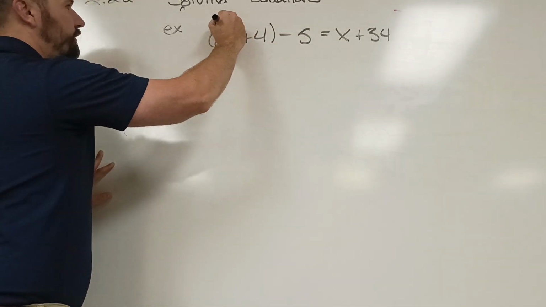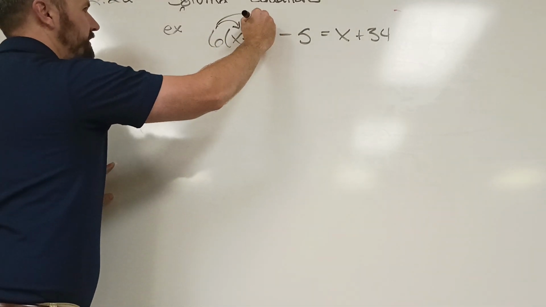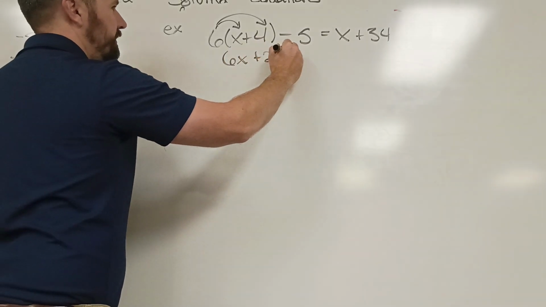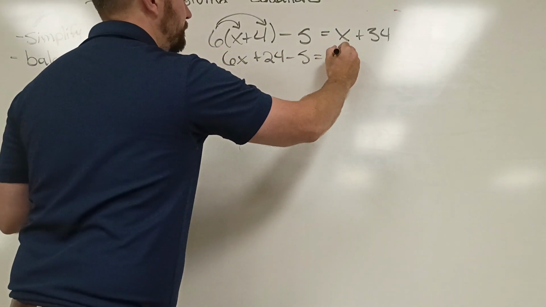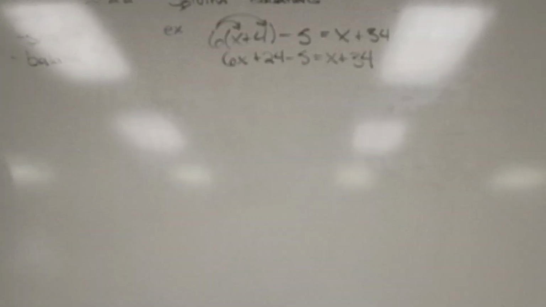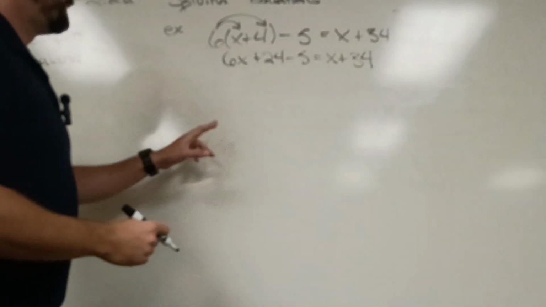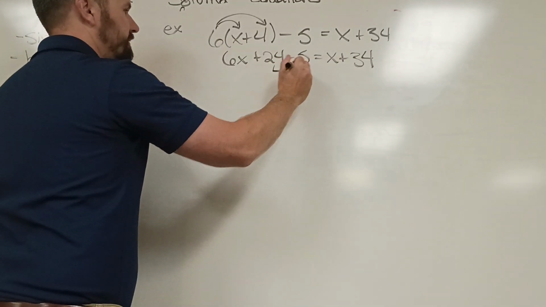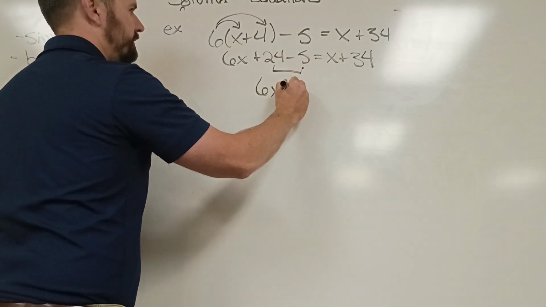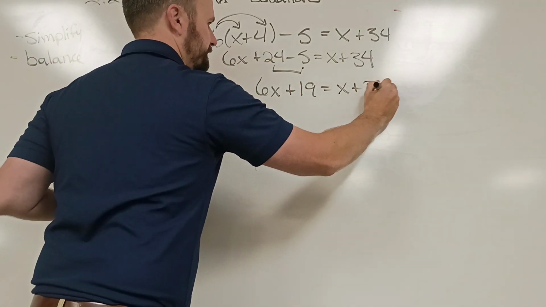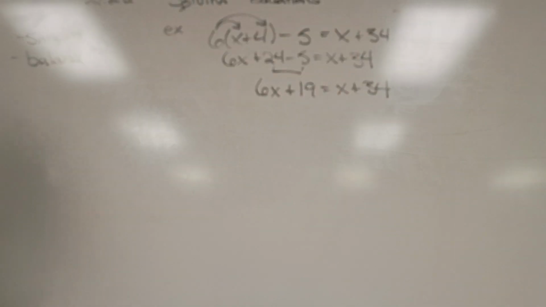So to simplify this, first thing I would do is the good old distributive property. Get 6x plus 24 minus 5 equals x plus 34. Is it simple? Not yet. Combine my like terms. Now I can actually start solving it.